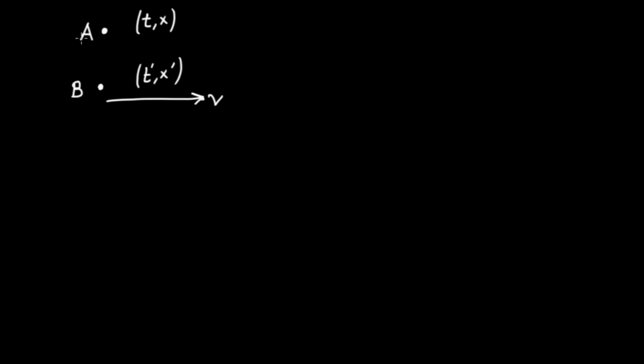So let's say we have two people, A and B. They both have different coordinate systems. A is going to measure his coordinates as t, x, where t is time, x is space. And then B has got his coordinates, which are going to be t prime, x prime. So I might refer to these coordinates as the primed coordinates, or the boosted coordinates. And further suppose that B is moving relative to A with a velocity of v to the right.